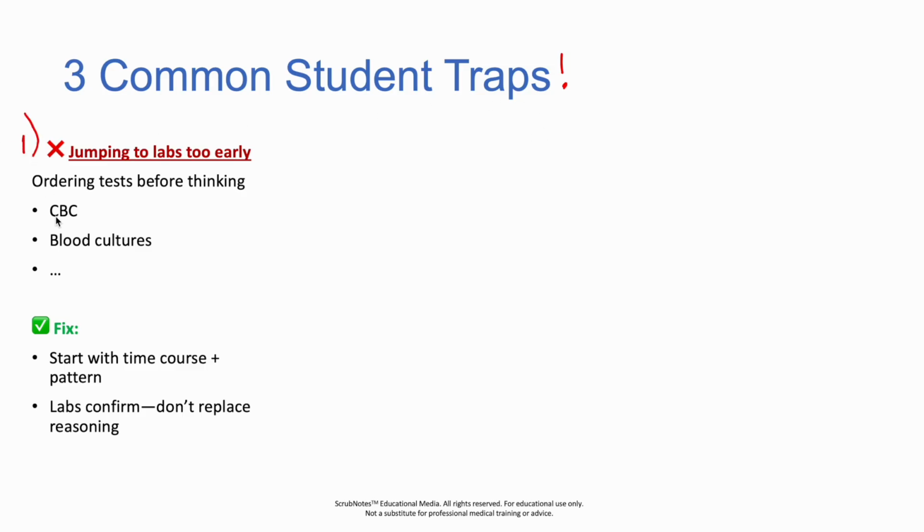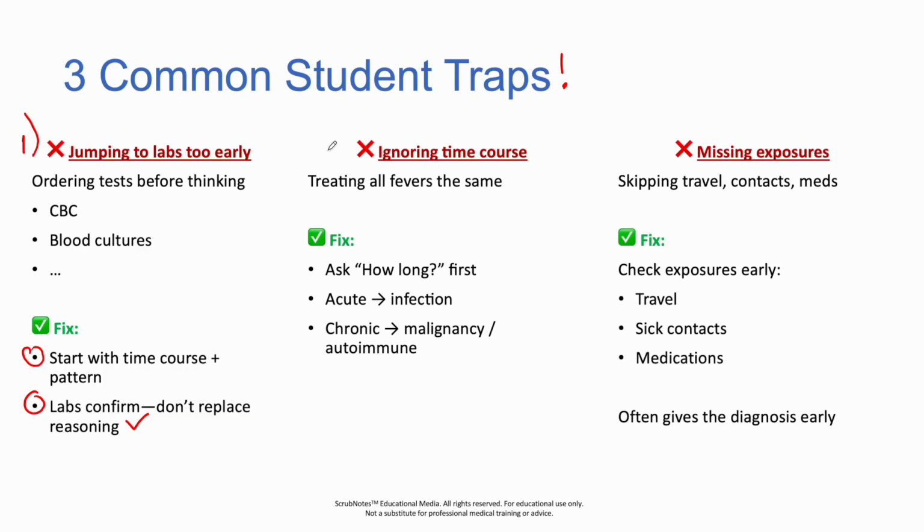Number 1 is jumping to labs too early. Start with the time course and pattern, and then let labs confirm your working diagnosis. Don't replace reasoning. Number 2, ignoring time course. Be sure to ask how long has the fever been going on, because that can give you key insights into the cause. If it's acute, infection; chronic, might be more malignancy or autoimmune. And third, missing exposures. Be sure you check early about travel, any sick contacts, or medications, because this often helps you get the diagnosis quickly.